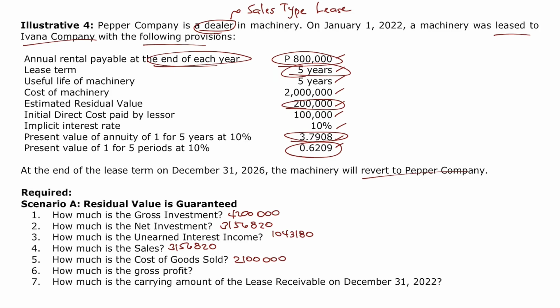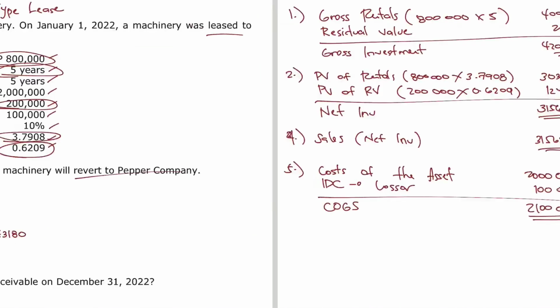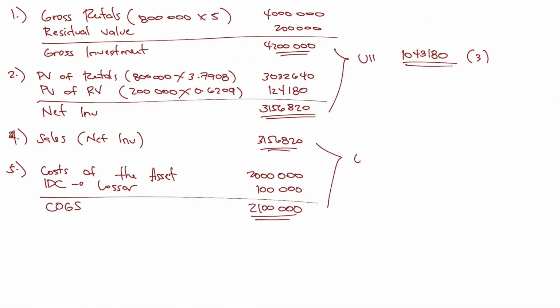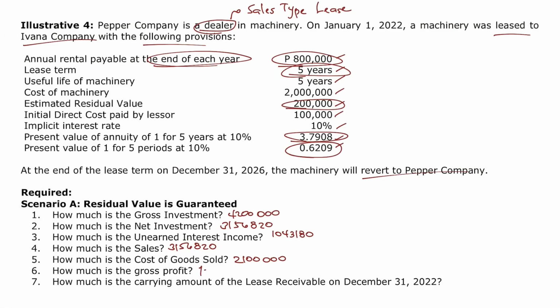Requirement number 6, how much is the gross profit? Well, this is easy. Here in number 6, gross profit will just be equal to sales, which is 3,156,820, minus the cost of goods sold of 2.1 million, or this is equal to 1,056,820. So, requirement number 6, 1,056,820 will be the final answer.